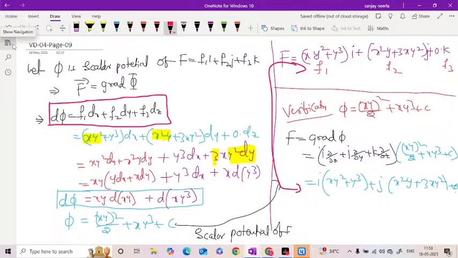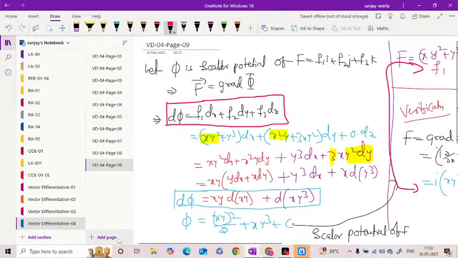Okay, now we will see one more problem. This is the last problem in this session, then we will stop.